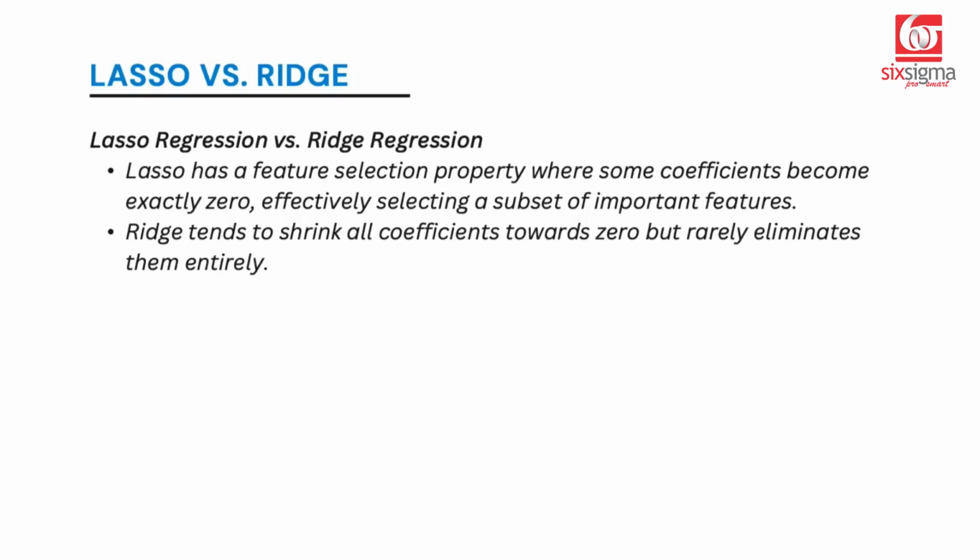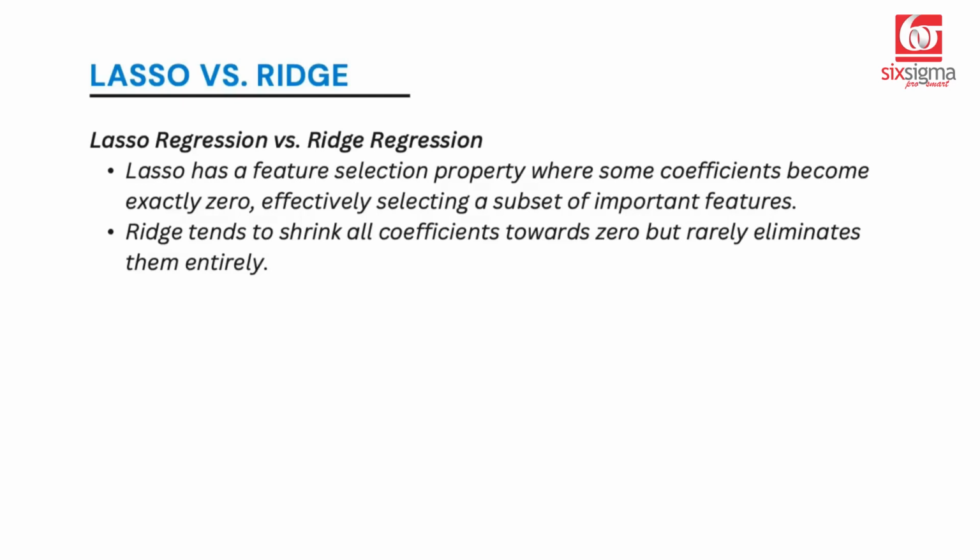So a quick comparison between Ridge and Lasso. Lasso has a feature selection property where some of the coefficients become exactly zero, and it can select a subset of the important features. Ridge tends to shrink all the coefficients towards zero, but rarely eliminates them entirely.